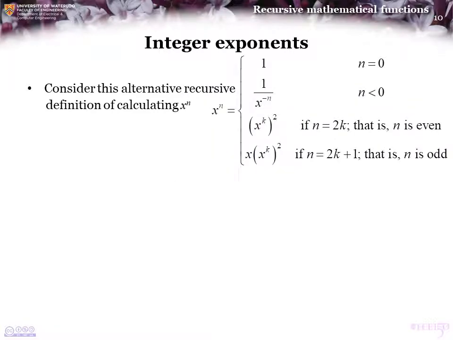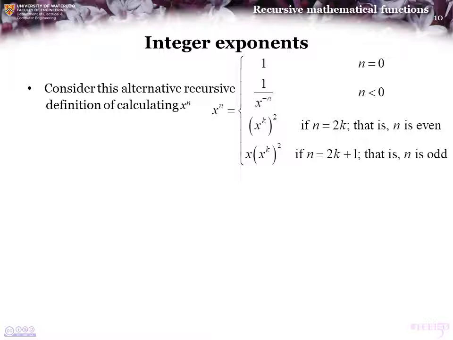Now consider this alternative recursive definition for calculating x to the n. So this looks a little bit more confusing. The first two look the same, but the latter two are a little different. What the latter two are saying is, if, for example, I'm calculating x to the 50, what I have to do is calculate x to the 25, and having found that result, I just square that result. Because after all, x to the 25 all squared is x to the 25 times 2, or x to the 50.